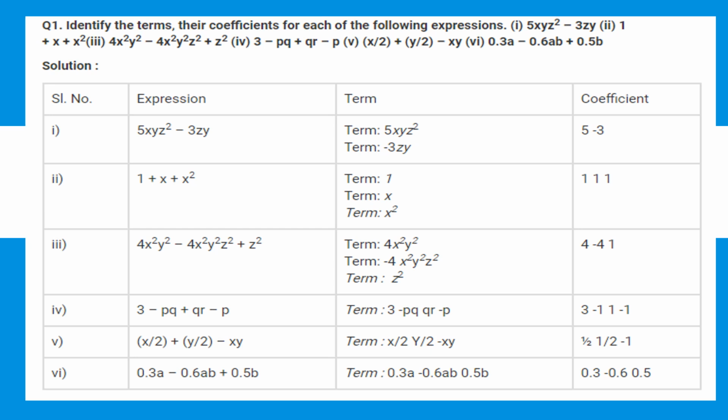5xyz squared minus 3zy. So which is the first term? 5xyz squared. Which is the second term? Minus 3zy. So what are the coefficients? 5 and minus 3.